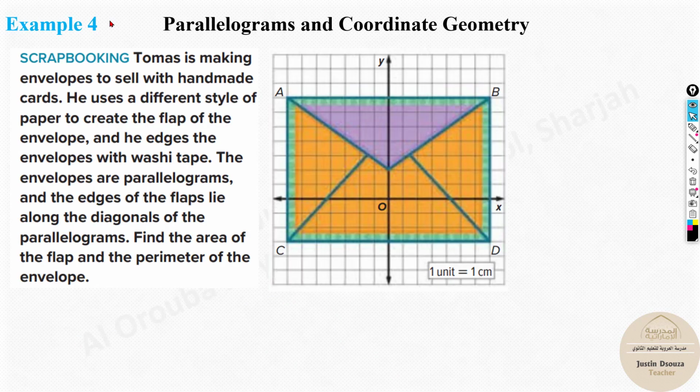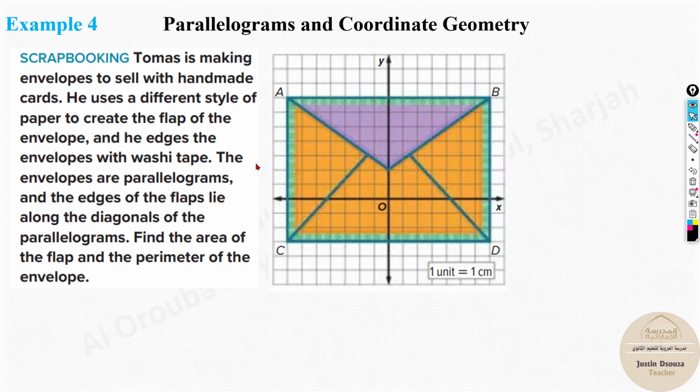Now here we have a real world problem. Thomas is making envelopes to sell with handmade cards. He uses different style of paper to create the flap of the envelope and he edges the envelopes with washi tape. The envelopes are parallelograms and the edges of the flaps lie along the diagonals of the parallelogram. Find the area of the flap and the perimeter of the envelope.